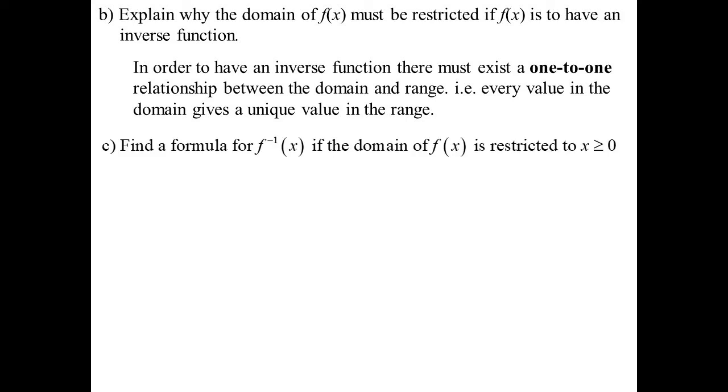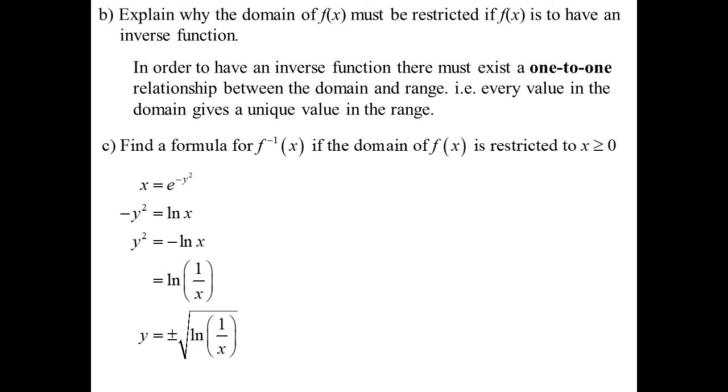So part C, find a formula for the inverse function of x if the domain of function x is restricted to, so they've told us how we're going to restrict it, x is greater than or equal to 0. Again, they've gone with the positives, they've tried to include 0. We have to swap the x and the y's around. So x is e to the minus y squared. We now have to make y the subject of all this. So log both sides, minus y squared is log x. So y squared is minus log x.